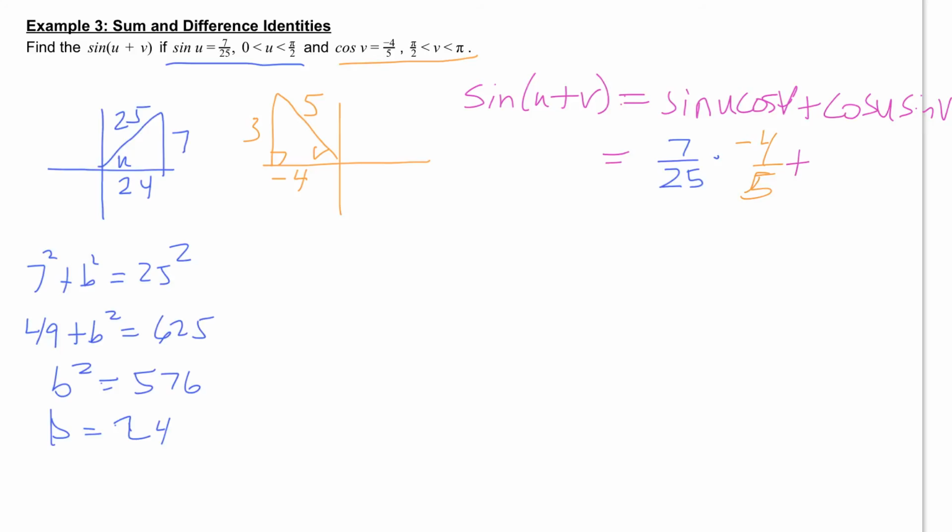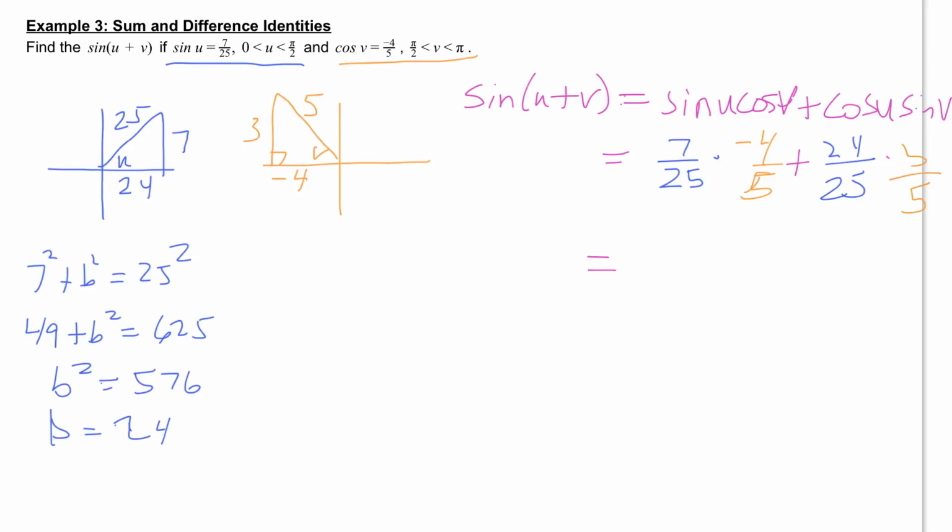Plus, then I want the cosine of u. So coming back to my triangle with the u, cosine is going to be the adjacent over the hypotenuse, or 24 over 25, times the sine of v. V is going to come from the orange triangle. And if I have sine, I have the opposite over the hypotenuse, or 3/5.